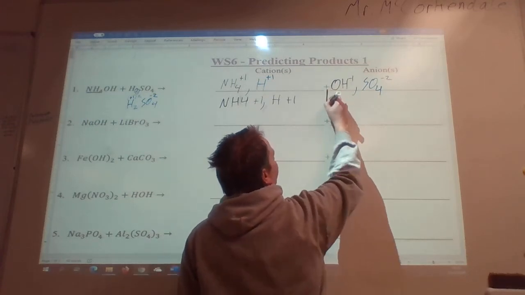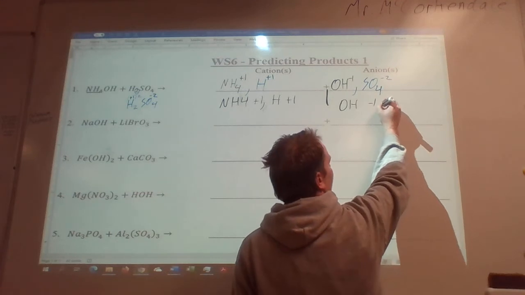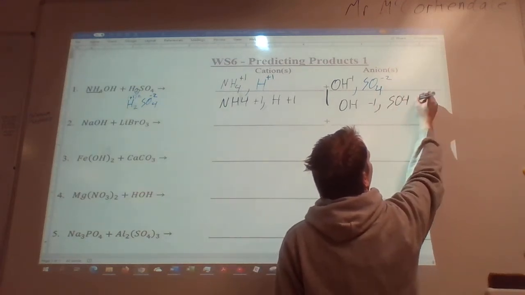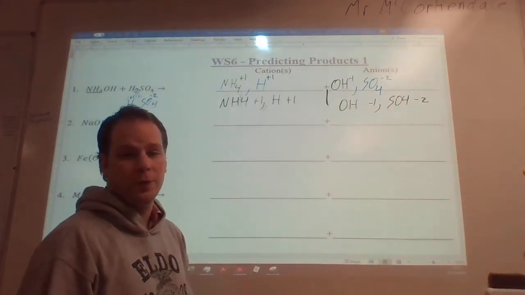So then for anions, it would be OH negative 1, a comma, SO4, a space, negative 2. So that's how I want you to enter them in the Google form.